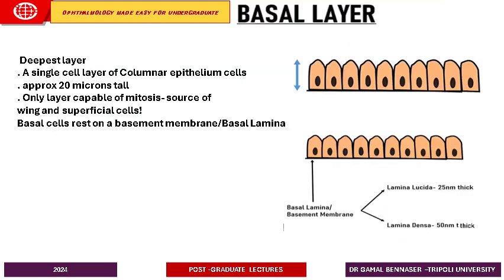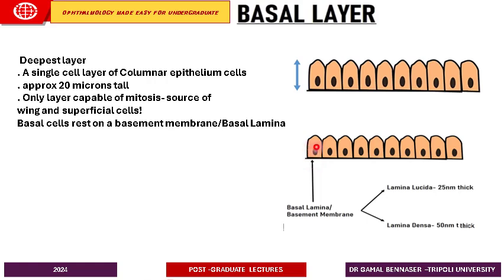Now, the other important layer of the surface epithelium is the basal layer. Now, the basal layer is a single layer. It is not multiple layers. It is a single layer. It has a columnar shape in appearance, and it is a single layer sitting on a basement membrane. This basement membrane is made up of 2 layers.